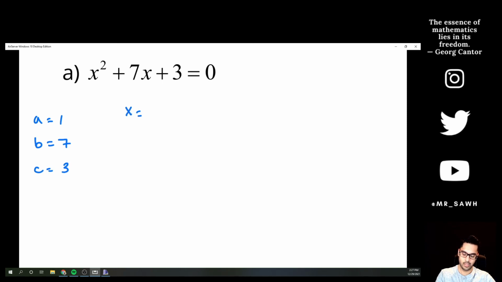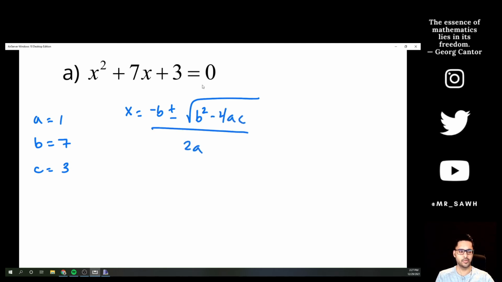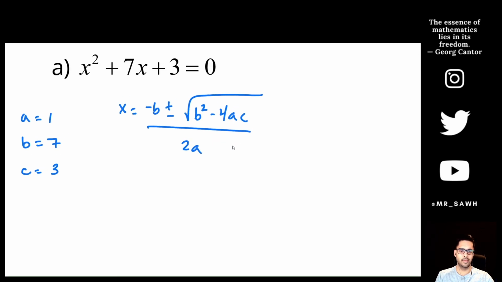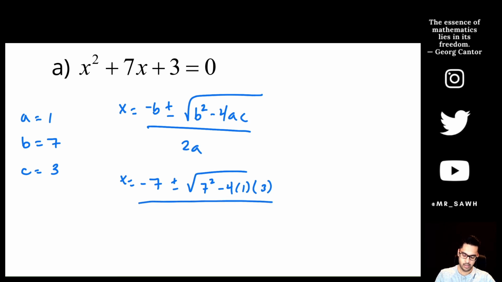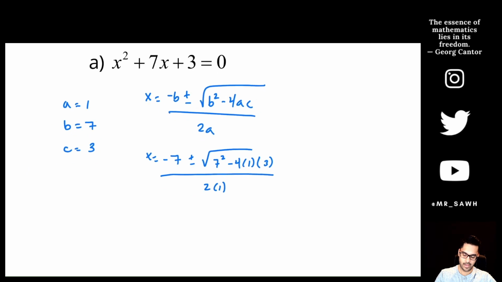So same formula: negative b plus or minus the square root of b squared minus 4ac, divided by 2a. If you throw everything into this where it's supposed to go, x should be equal to negative 7 plus or minus the square root of 7 squared minus 4 multiplied by 1 multiplied by 3, over 2 multiplied by 1. And we can simplify as we go here.